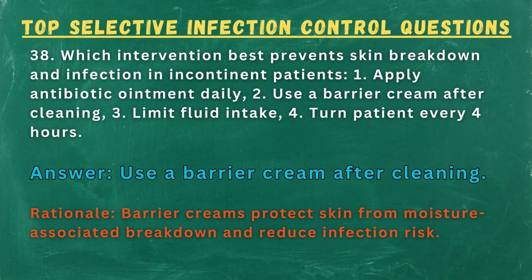38. Which intervention best prevents skin breakdown and infection in incontinent patients? 1. Apply antibiotic ointment daily. 2. Use a barrier cream after cleaning. 3. Limit fluid intake. 4. Turn patient every 4 hours. Answer: Use a barrier cream after cleaning. Rationale: Barrier creams protect skin from moisture-associated breakdown and reduce infection risk.